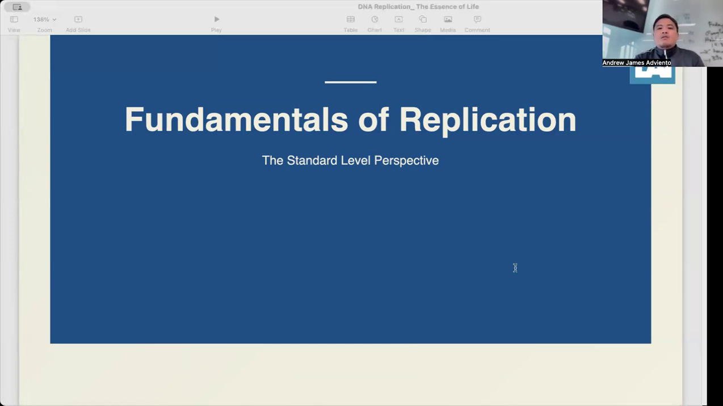Okay, so specifically, we will look at how prokaryotes like E. coli copy their genetic blueprint with incredible speed and accuracy. So we will start with the basics required for standard level IB, and then we will move to specialized enzymes as we go through.